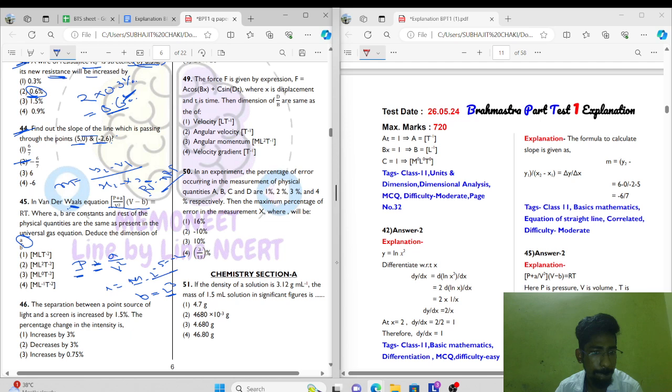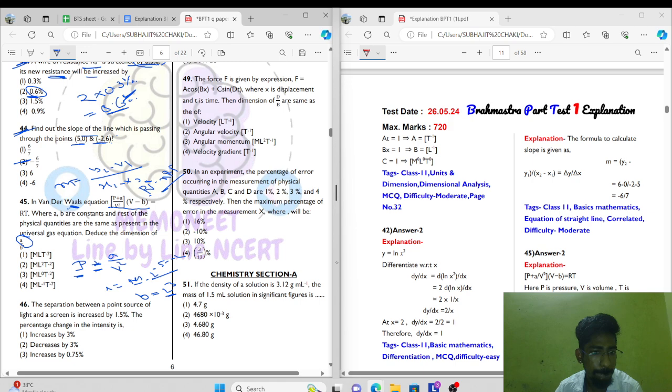So question number 46, the separation between 2 point sources of light screen increased by 1.5%. The percentage change in the intensity. The relation between I and distance is I is proportional to 1 by r square, right? So that means del I by I equals to 2 del r by r, right? So it will become 2 into the change or the error in distance, that is equals to 2 into 1.5%, that is it will become 3%, as I is inversely proportional to r square.